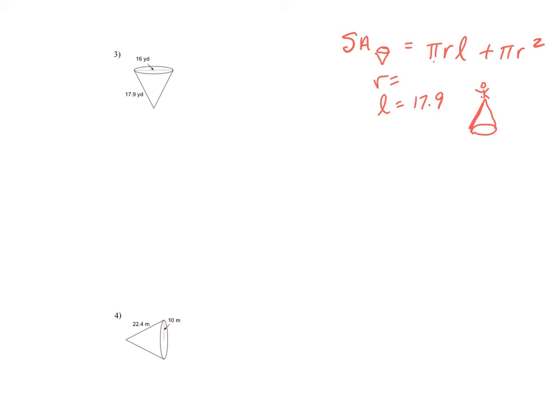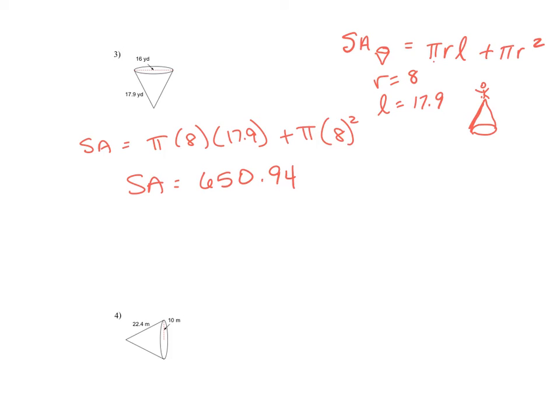And then the R is going to be 8, because they give you the diameter. You need to write down the radius. Make sure that if they're giving you all the way across, you cut it in half. So now we have surface area equals pi times 8 times 17.9 plus pi times 8 squared. And we put that in the calculator. And we get that the surface area is 650.94. And since it's yards, area is still yards squared.